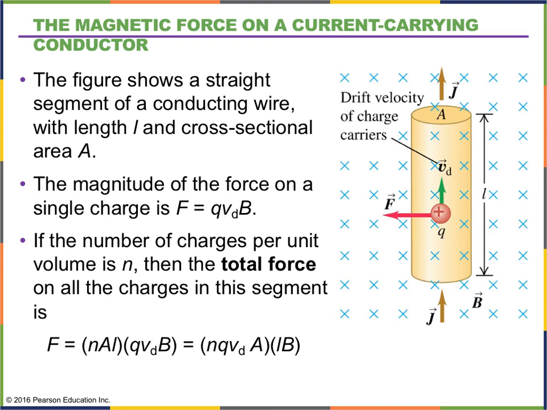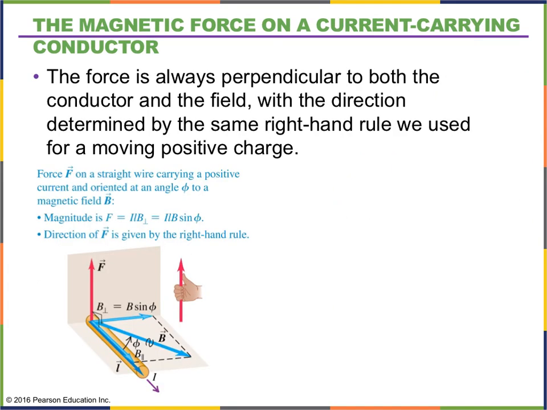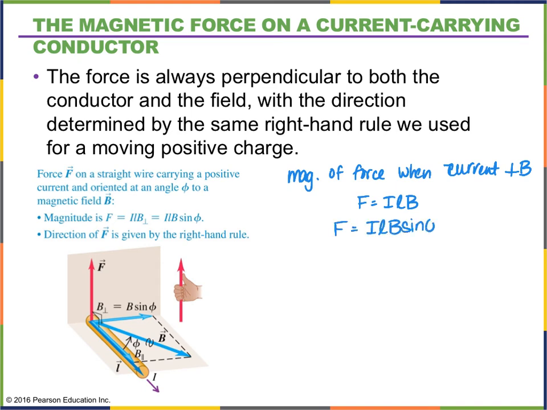This is just written out here, if you want to look at it later; it's really all the things that I already went through. Now, we know the magnitude of the force when the current is perpendicular to the magnetic field is ILB. If it's at an angle, it's ILB times the sine of theta. So it actually matters what the angle is between the current-carrying wire and the magnetic field.